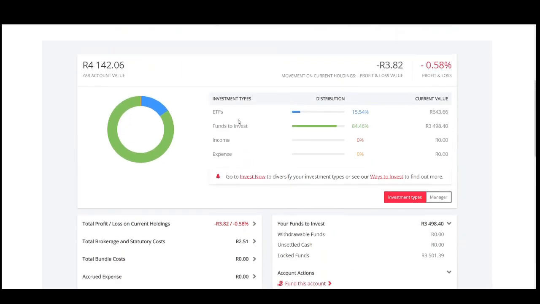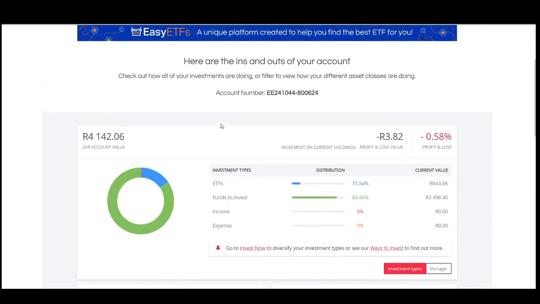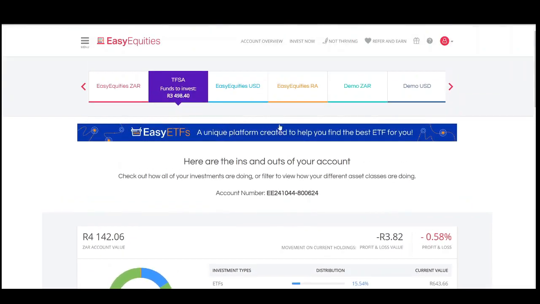This is real money that I put in. Even though EasyEquities does offer you a demo, a US dollar demo, a ZAR demo, and an RA, retirement annuity. Probably I'll take you there one day.